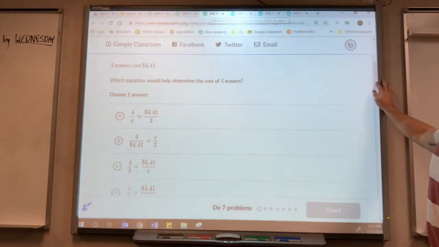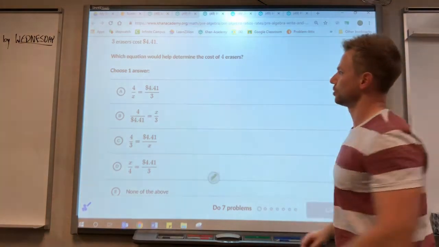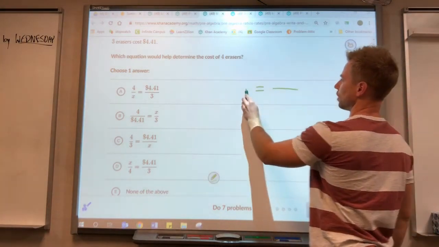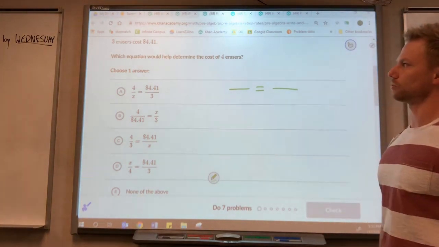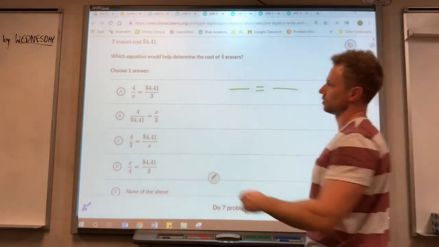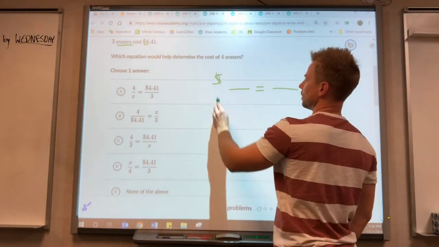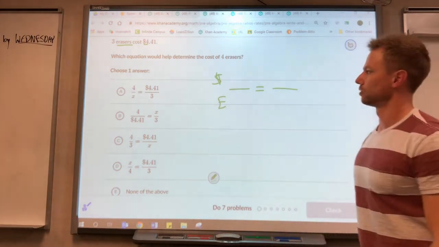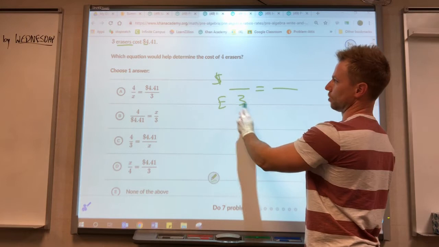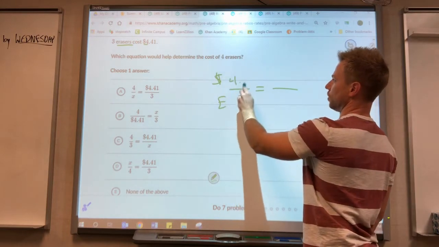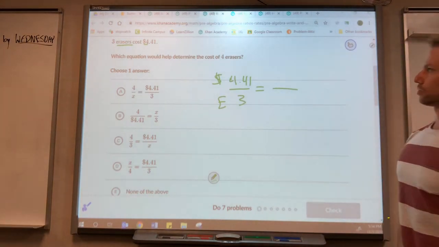Okay, here we have proportions again. When we set up our proportions, we want to include our labels so we know where to put the numbers. It says 3 erasers cost $4.41. So our labels are erasers and money. We'll do money and erasers. So 3 erasers, the 3 goes where the label erasers is. 441 goes on top of that because that's how much 3 erasers cost.